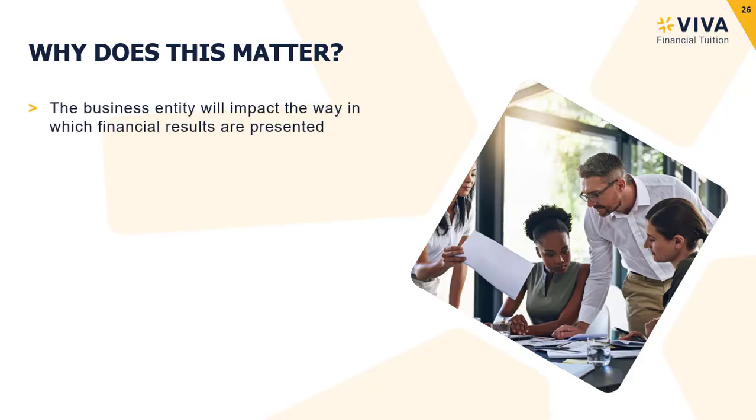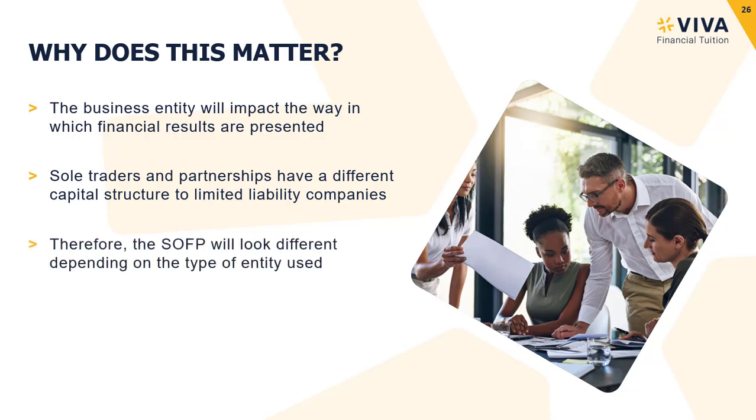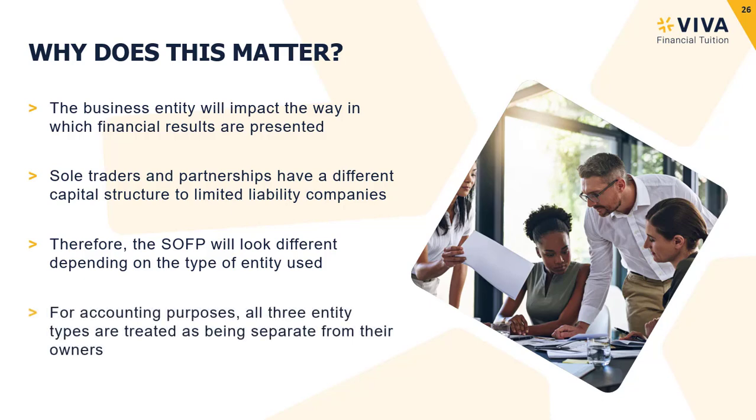Why does this matter? Well, the type of business entity that you've got will impact the way in which the financial statements are presented. Sole traders, partnerships and limited companies have different capital structures. Therefore, the SOFP, the Statement of Financial Position, will look different depending on the type of entity used because of the equity section of the Statement of Financial Position.